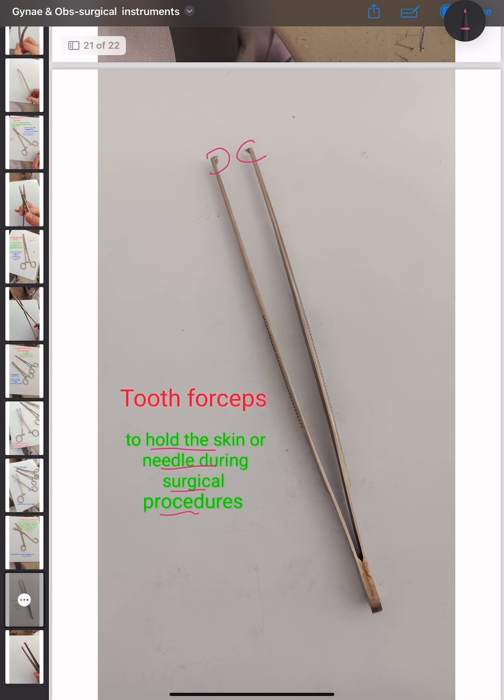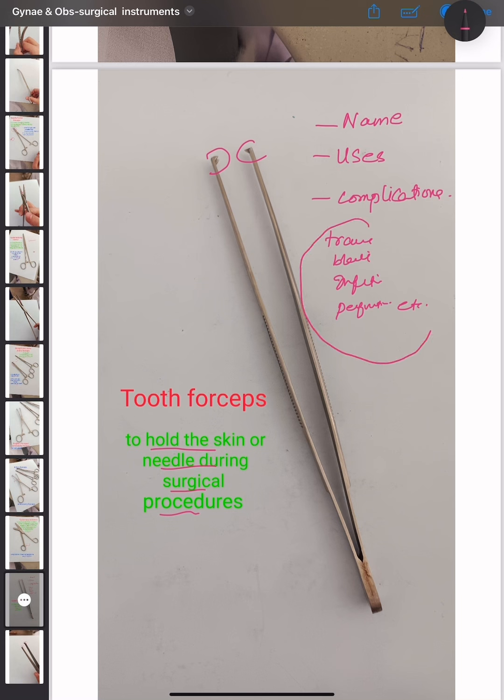For the gynae talks, all the instruments should be remembered with their uses. First of all, you have to identify the name of the instrument, then its uses, that is, for what purposes or in which procedures they are used, and then you should know the complications of each instrument. The complications of all instruments are nearly the same: it can cause trauma, bleeding, infection, perforation, etc. These are the most common complications of the instruments.